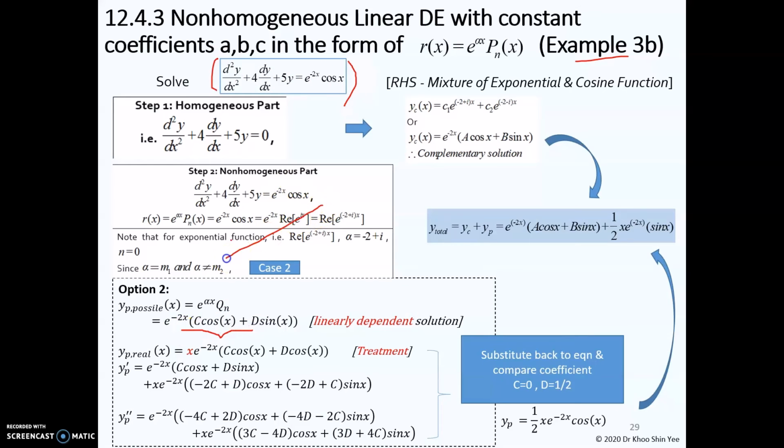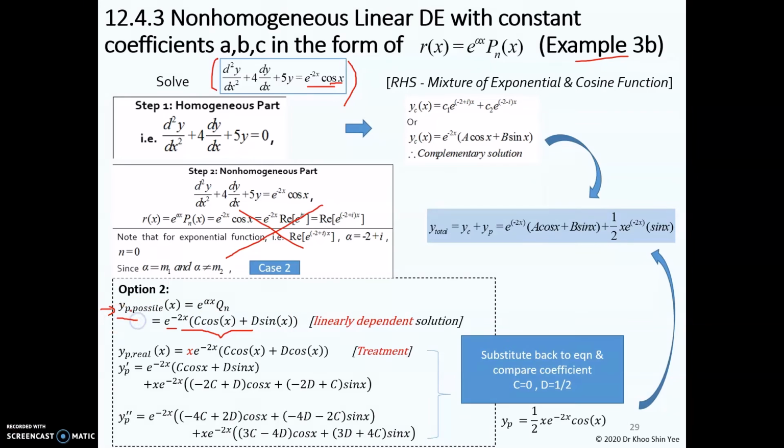In this example, we will solve the same problem by using the trigonometric approach instead of the exponential approach. Based on the right hand side function, the exponential negative 2x remains in the particular solution, and the cos x here can be represented by c cos x plus d sin x. So this is the possible particular solution.